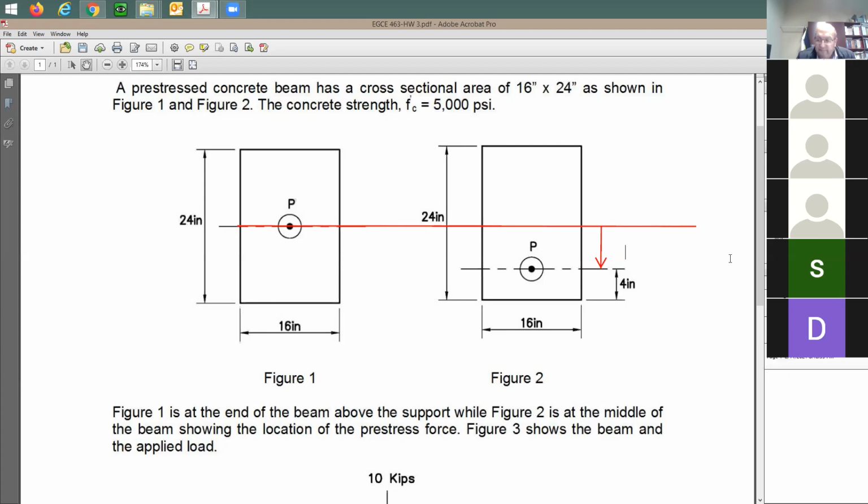All right. So now I know something here. Here's the amount of e. This is going to be my e, the eccentricity, if you like.